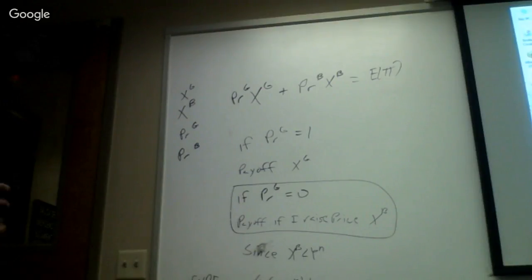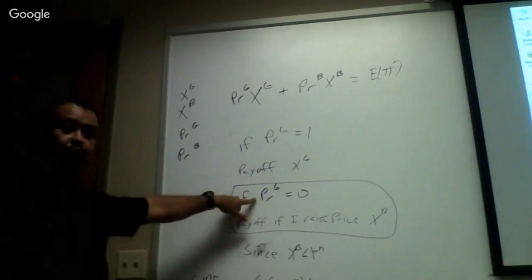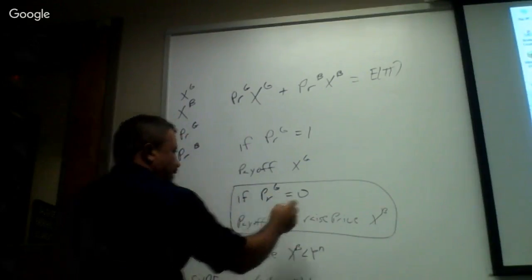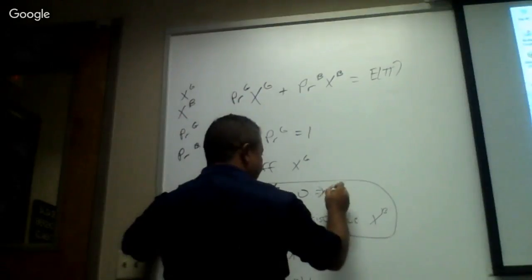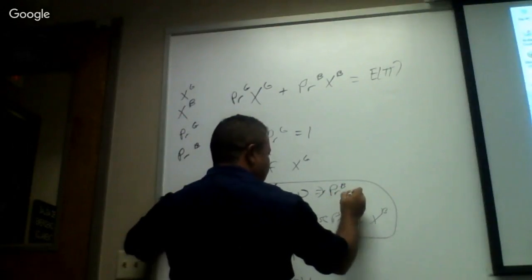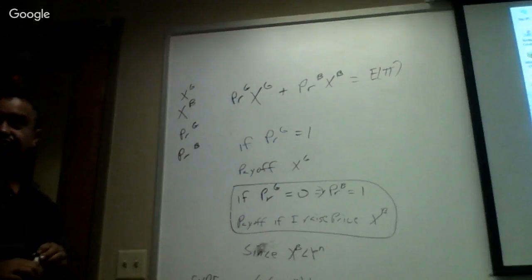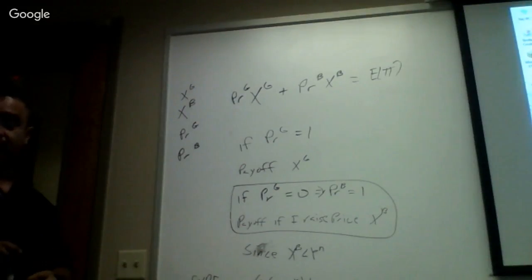So if I know for sure that, by the way, this is saying the PRG is equal to 0 is the same thing as saying PRB is equal to 1. Right? In other words, the probability of the bad state is equal to 1, it's 100%. Sure.